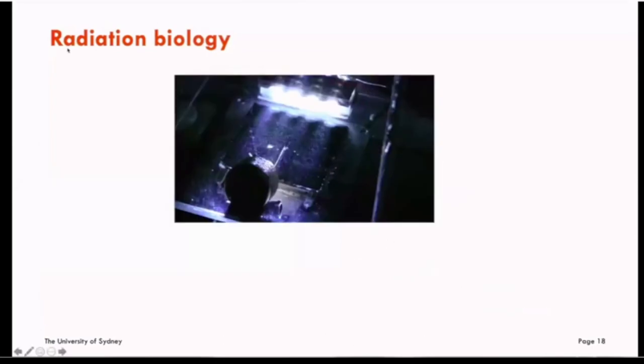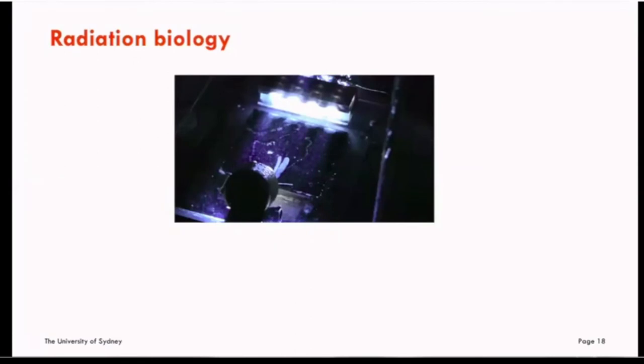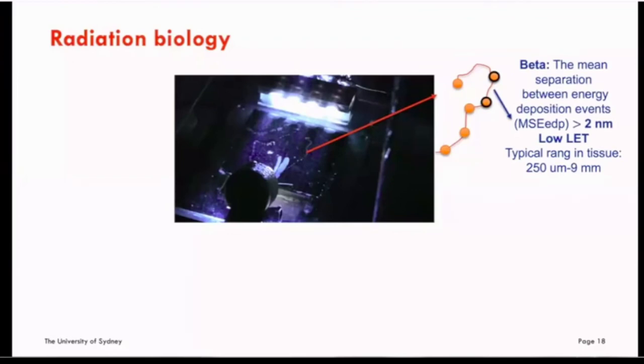Here in this video, you can see the alpha and beta particle tracks in a cloud chamber emitted from an americium source. These tracks are caused by ionization of the gas molecules along their tracks. For the beta particle, we see a thin and long track, and this is because of the low LET of the particle. They have a mean separation between energy deposition events that is much larger than 2 nanometer, and the typical range in tissue is about 250 micrometer up to 9 millimeter.